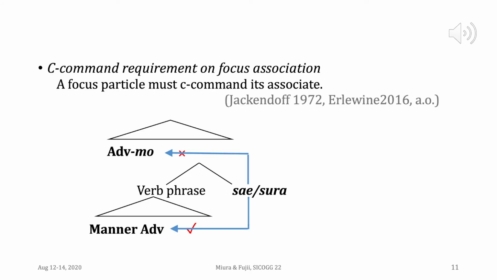This contrast about focus association between ADV more and ADV suggests that ADV more is outside the segment domain of the focus particle even under the segment condition on focus association, like the one we see on this slide. So the first generalization is that ADV more cannot occur within a verb phrase, even though we cannot tell whether this verb phrase is small VP or large VP at this point.